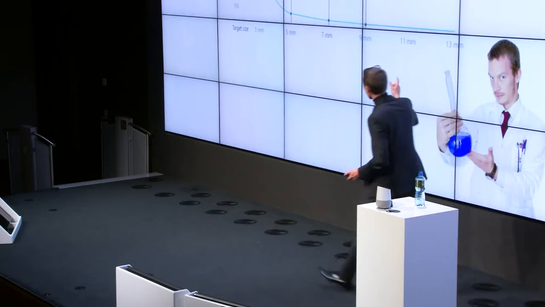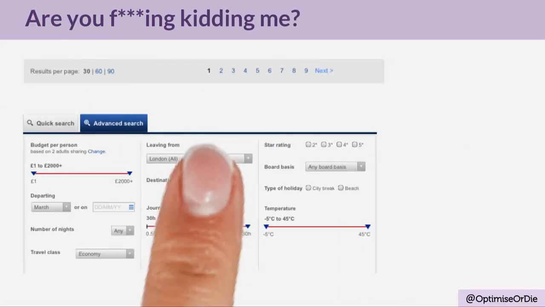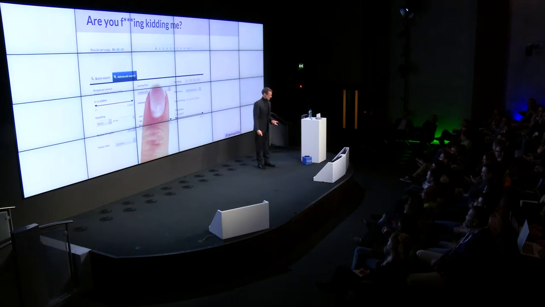If you have a tap target that's that bloody small, right, then you get missed taps, right? Okay, so there's the science behind it. Let me give you the lowdown. It doesn't fucking work. Okay, good. Science bit over. Right, back to, that's what it looks like. I've got this massive meat finger that I have to move over this stuff like that. Are you fucking kidding me? You spent money on this marketing?